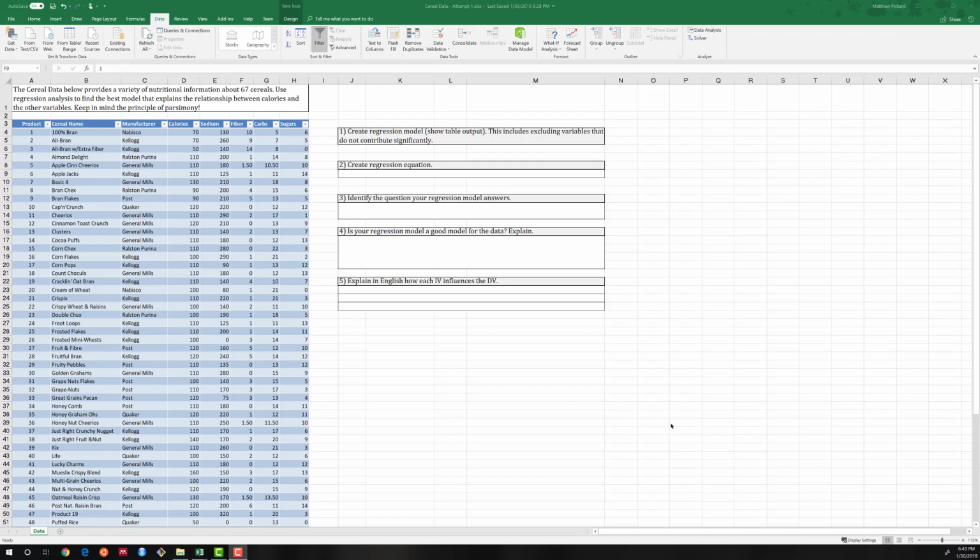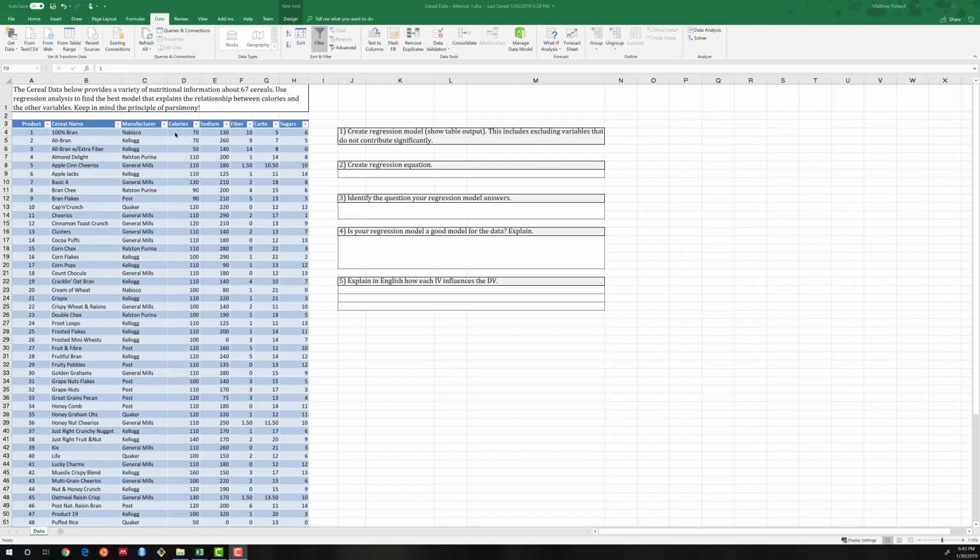And here we have a data set that came with the textbook. It's a data set of 67 cereals, and they give us the calories and other nutritional information in the cereal. The goal here is to figure out which of these nutritional factors contribute most to the calories in the cereal.